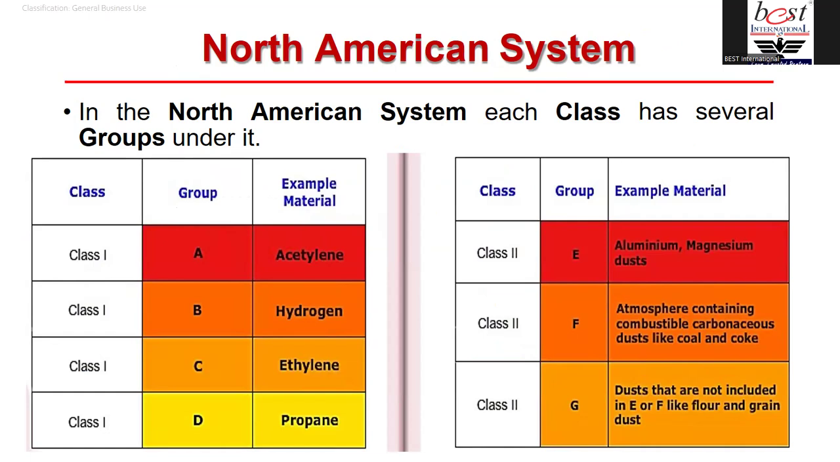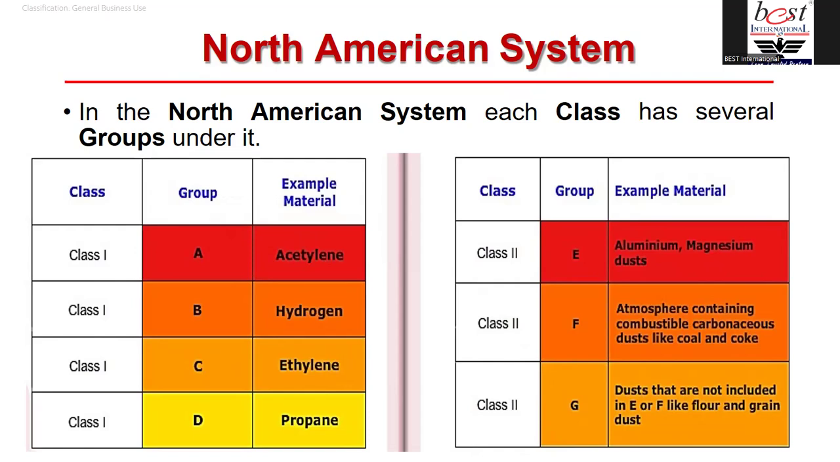Like class 1, groups A, B, C, D, with examples of materials. So you have different materials: acetylene, hydrogen, ethylene, propane, and there is a group and a class. Same way you have class 2. Two classes are there, and 6, 7 groups in other words. Just an example. An example of the material is also given.